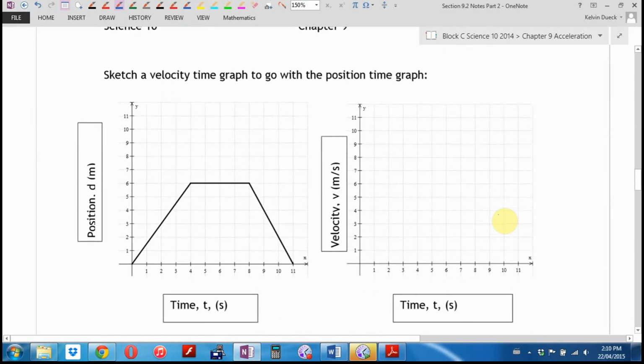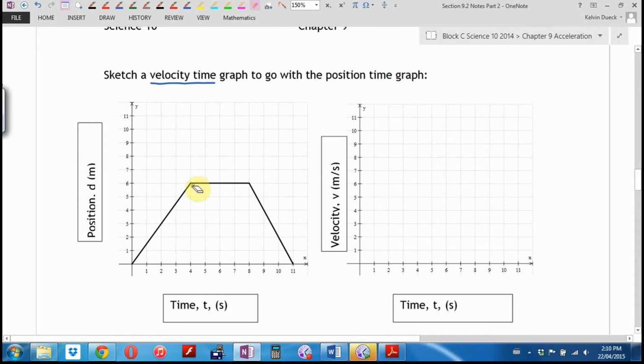So, on your test, we're going to give you some graphs to sketch. On the provincial, Allison, they'll give you multiple choice graphs to pick from. It says, sketch what kind of graph? Velocity versus time to go with position versus time. Where does velocity appear on a position versus time graph? Slope. Slope.